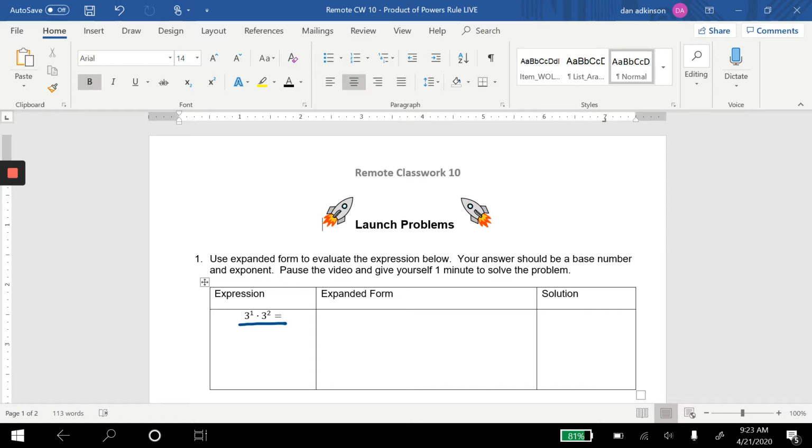Welcome back. So now we're going to try to solve this together. 3 to the first is just 3, times 3 to the second is times 3 times 3. So this is just 3 to the first power. 3 times 3 is 3 to the second power. And 3 times 3 times 3 is 3 to the third power. So the answer is 3 to the third power.